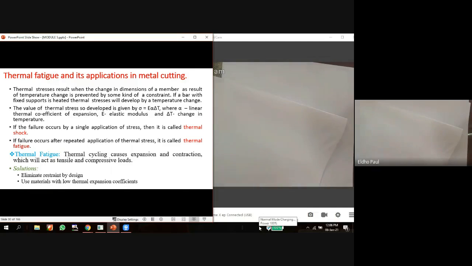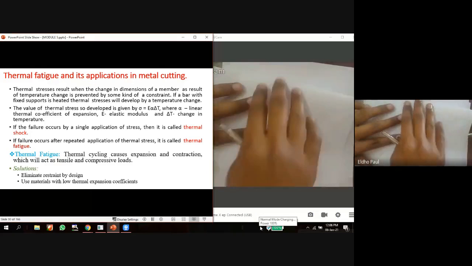So next topic is thermal fatigue and its application in metal cutting. Thermal fatigue.